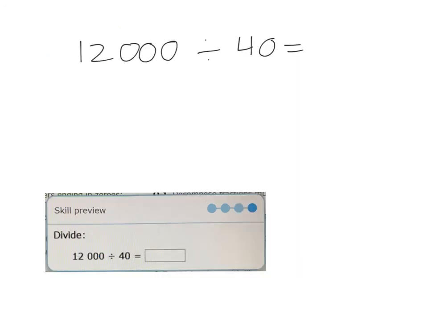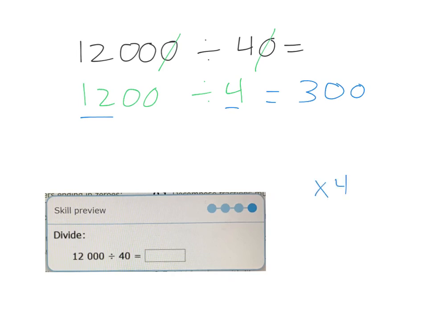For this last example, we're looking at 12,000 divided by 40. So I'm going to simplify it slightly. As I said before, I'm just going to cross off a couple of zeros we can cancel out. So now we're doing 1,200 divided by 4, which is still a big question. I'm going to focus on 12 divided by 4 is 3, and I'm going to add the 2 extra zeros on the end. And let's see if that works. 4 times 300. 3 times 4 is 12 with the 2 extra zeros. Yeah, so simple as that.